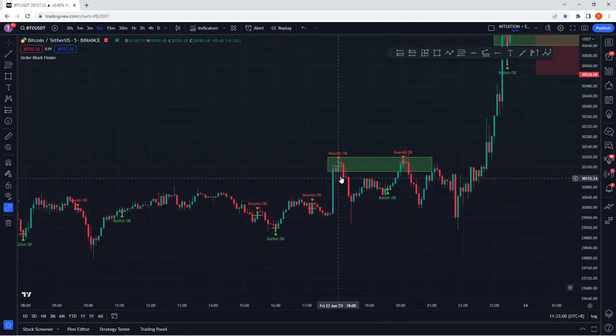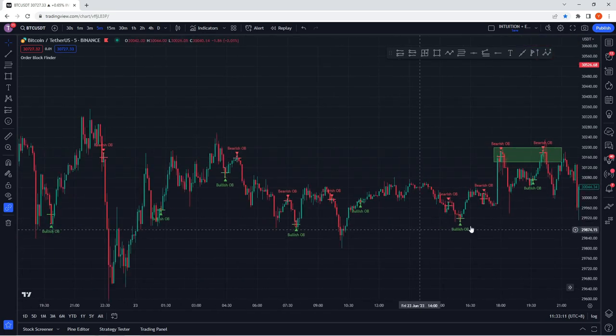So basically it works the same way for the bearish order block as well. Let's say we have the formation of this bearish order block here. Whenever it reaches this price area, we do not want to buy. Instead we want to sell at the bearish order block because it acts as a resistance zone.